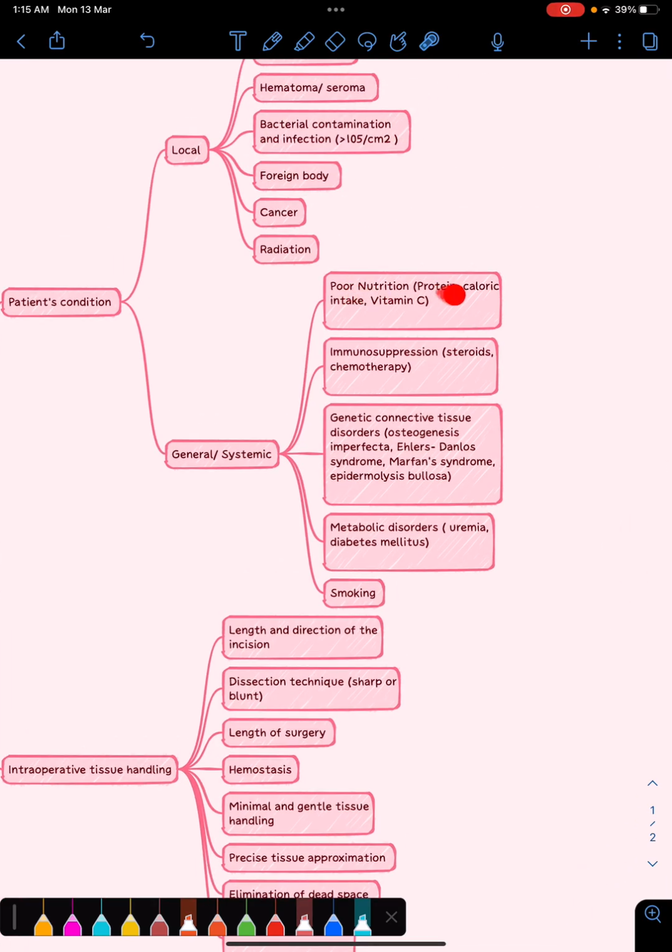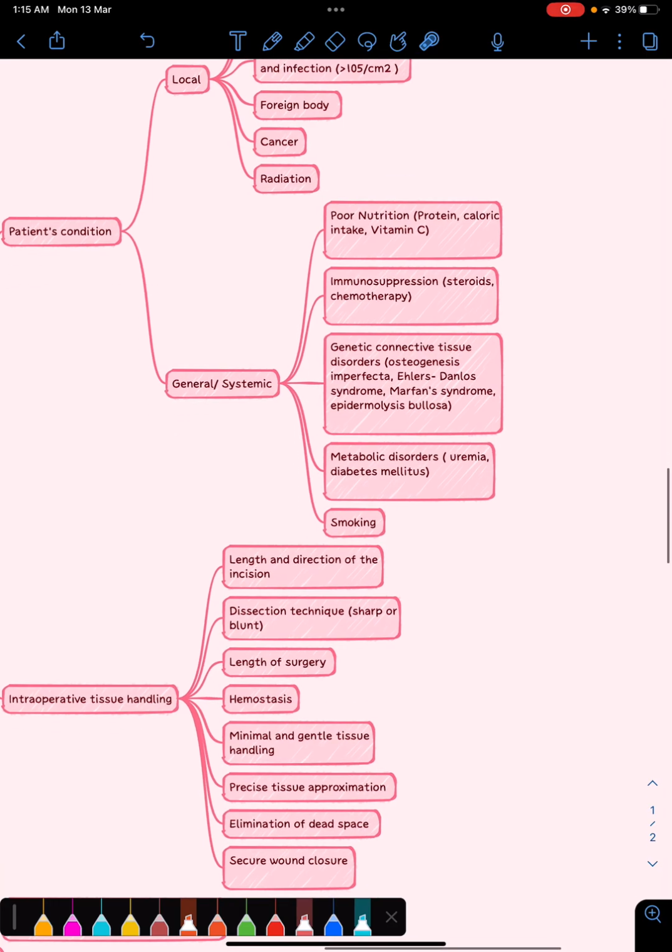Poor nutrition, protein, caloric intake, vitamin C. So basically, poor nutrition also participates in wound healing, and is going to delay the wound healing if the patient has some sort of malnutrition. So protein, caloric intake, vitamin C, all of these participate in wound healing. Vitamin C, caloric intake, and protein, because the protein makes the fiber, and vitamin C makes the collagen. And the color, okay, it has nothing to do with it, basically.